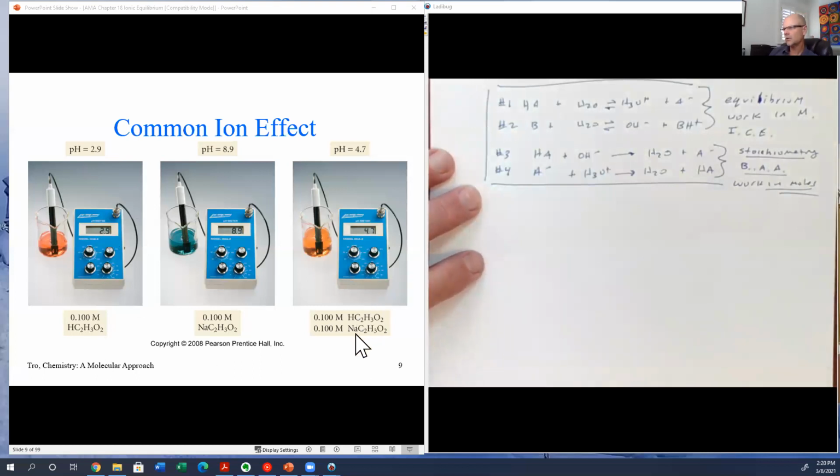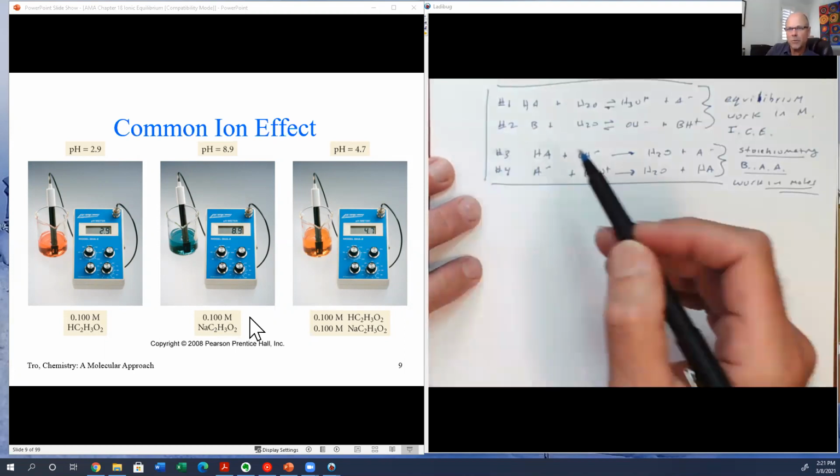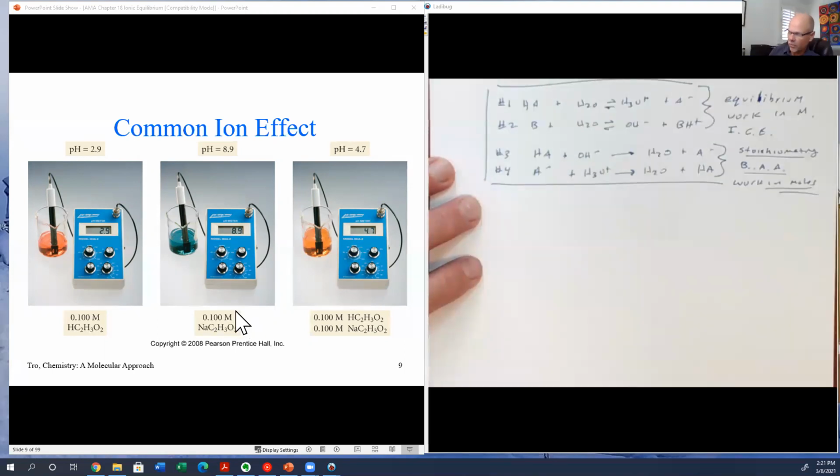Here is a solution of the weak conjugate base, 0.1 molar C2H3O2 minus. If you wanted to find the pH of this solution, how would you get it? You would use the base equilibrium. You use this equation, number 2, and you work an equilibrium problem again, right? With this being your initial concentration.